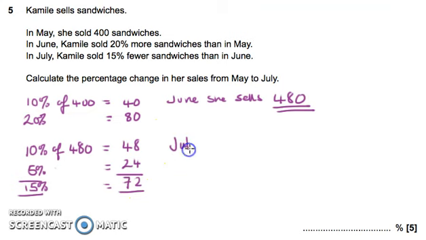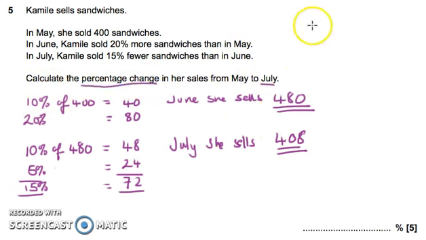That means that in July, if you take away the 72, she sells 408 sandwiches. So now we've got the total for July, which is what we wanted here. We can work out the difference between May and July. To calculate a percentage change, I'm just going to write this, underline this, and put this up here for you. It is the difference divided by the original and then multiplied by 100. That's the formula you can use to calculate a percentage change in something.